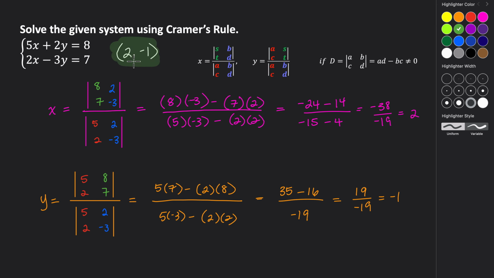And you could always double check this by taking this and plugging it back into your system to see if you get a true statement. So 5 times 2 is 10, 2 times -1 is -2, 10 minus 2 is 8, so that works. 2 times 2 is 4, -3 times -1 is +3, 4 plus 3 is 7, so it works.